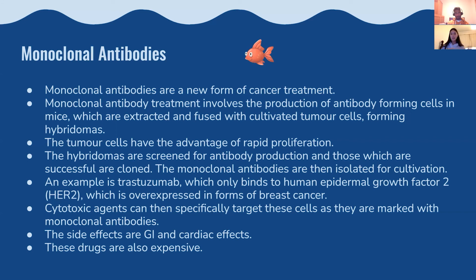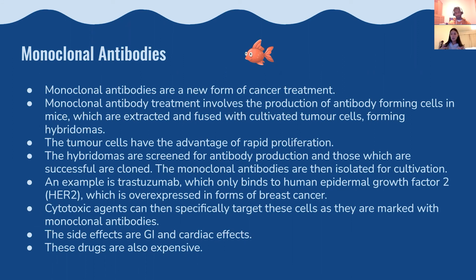The hybridomas are then screened, and only the ones that are successfully merged and that can produce antibodies are selected and cloned to make more of the successful ones. The monoclonal antibodies, which are produced by the hybridomas, can be isolated, so taken out of the cells.